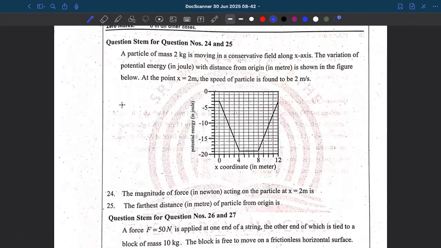A particle of 2 kg is moving in a conservative field. I think the previous question and this question are more or less the same. The variation of potential energy in joules with distance from the origin in meters is shown in the figure below. At x equal to 2, the speed of the particle, where I can see, that's my observation. This is 0, 2. This is 2.